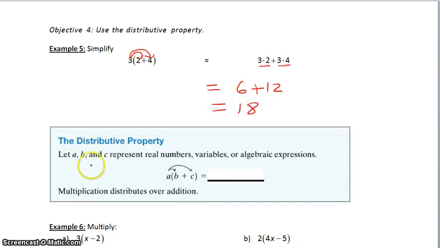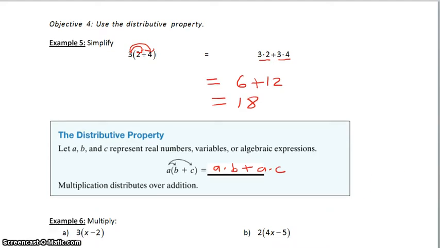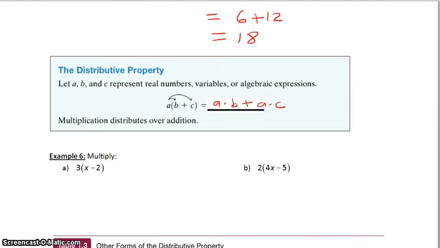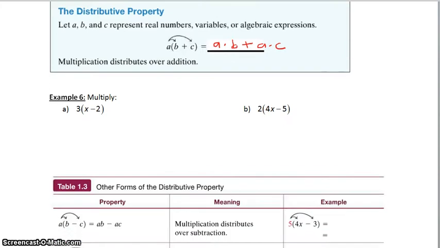Okay, next we have the definition here. It says let A, B, and C represent real numbers, variables, or algebraic expressions. We have A times the parenthesis B plus C, which gives us A times B plus A times C. The multiplication distributes over addition. Again, the multiplication distributes over addition. Now, we move down here to these examples.